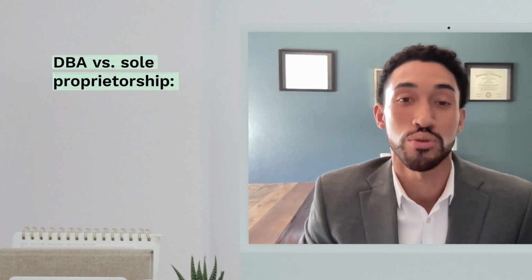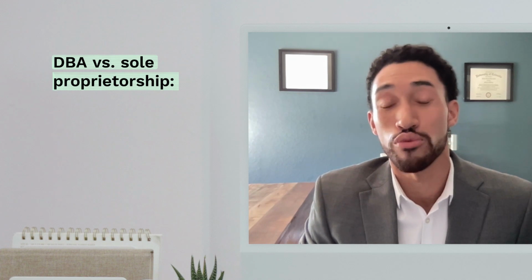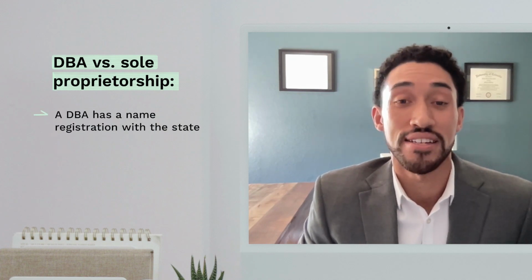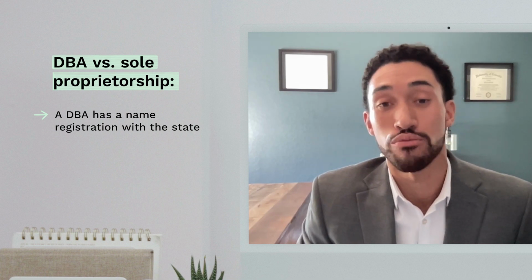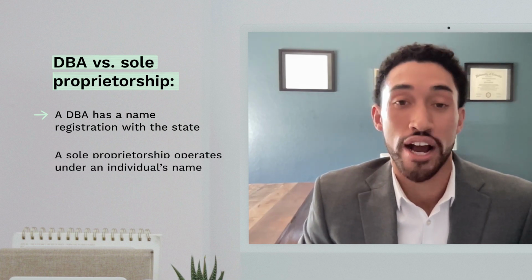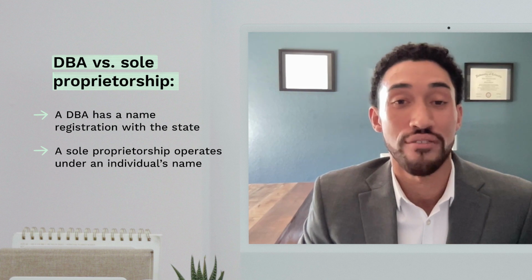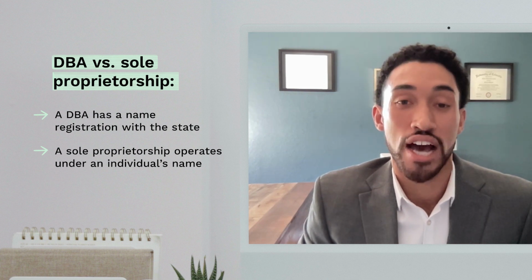The difference between a DBA and a sole proprietorship is that a DBA has a registration with the state as a registered brand name, and a sole proprietorship means you really don't have any registrations and you're just operating under your individual name.